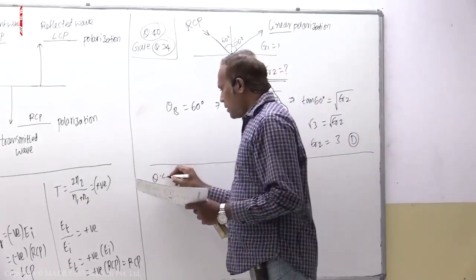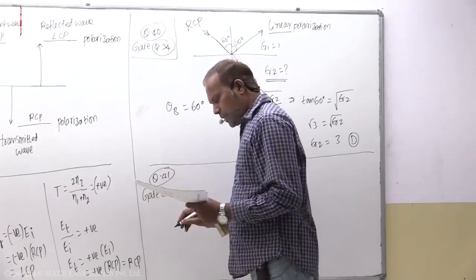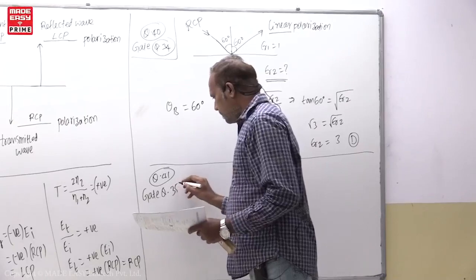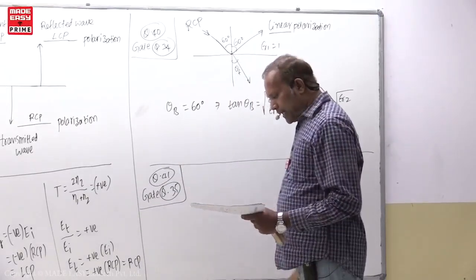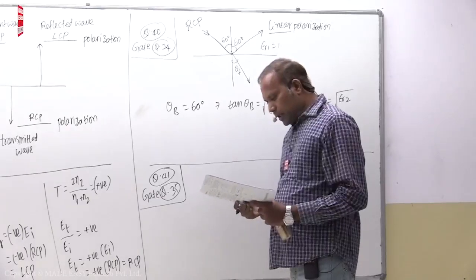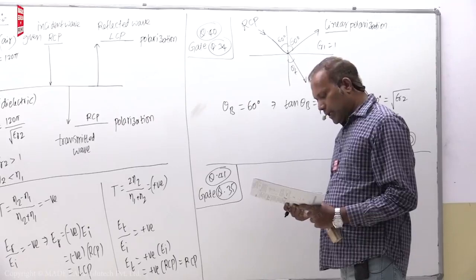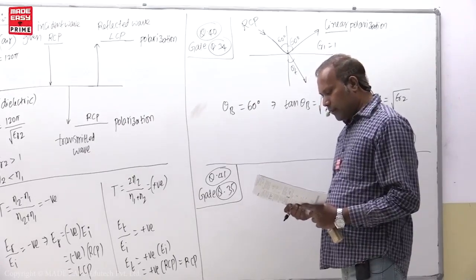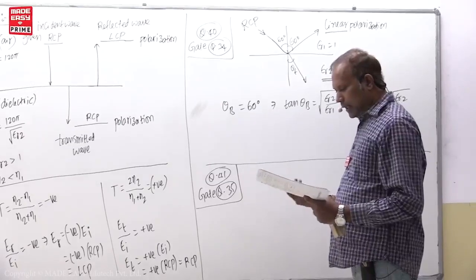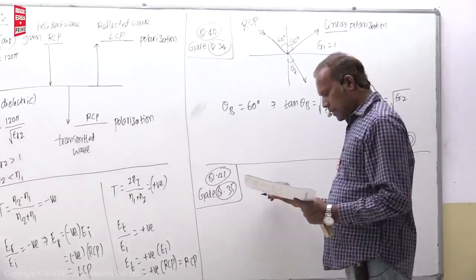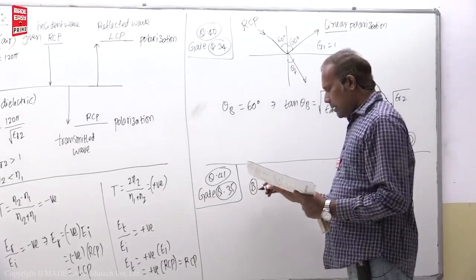Now question 41, for GATE it is actually question 35. Okay. For an elliptically polarized wave incident on the interface of a dielectric at Brewster angle, the reflected wave will be, once again he is saying the same question, incident wave is at Brewster angle, then reflected wave is linear polarization. So answer is B.